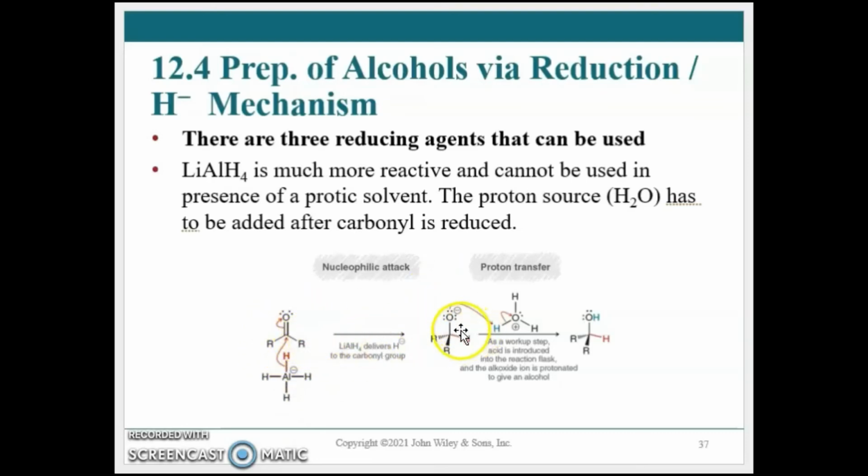But after that reaction is complete, then in the workup step, water is introduced to protonate the alkoxide and consume any unreacted lithium aluminum hydride. And typically this is going to be done dropwise because it's an exothermic reaction and will generate hydrogen gas.